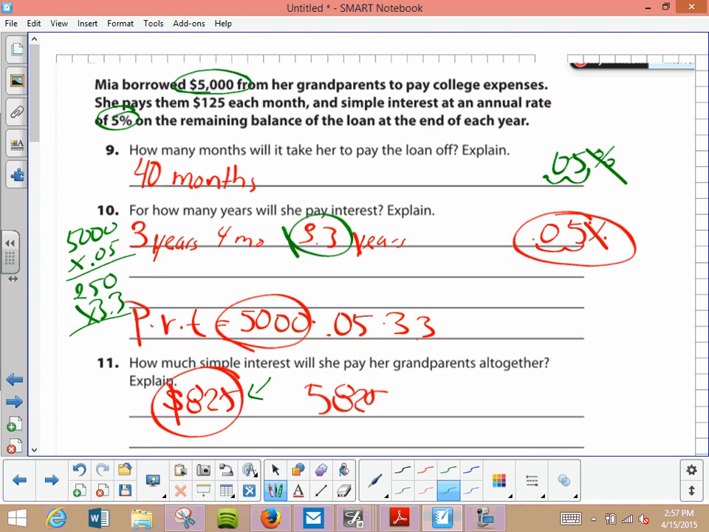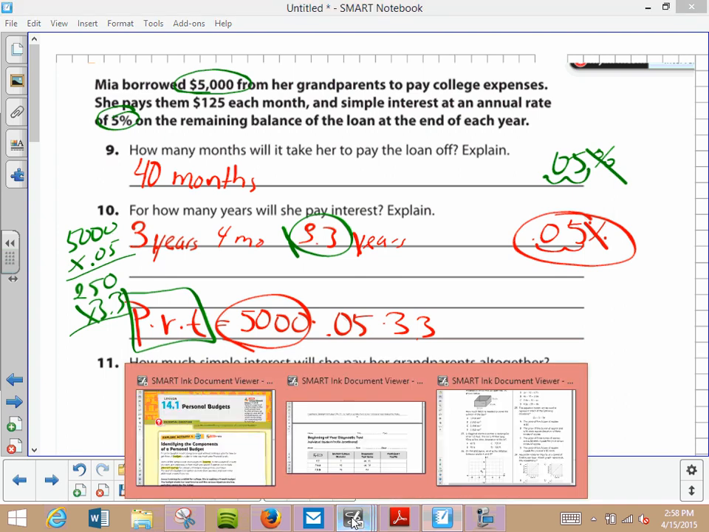Guys, if you do not know how to figure this out, you're not gonna get the answer right. We went over this yesterday. The formula is PRT, principal times rate times time. That's gonna be your interest. In this case, it was 3.3 years, right? That was from yesterday. Were you sleepy yesterday? All right, you can step back.